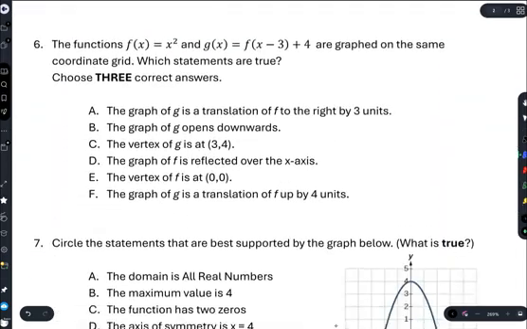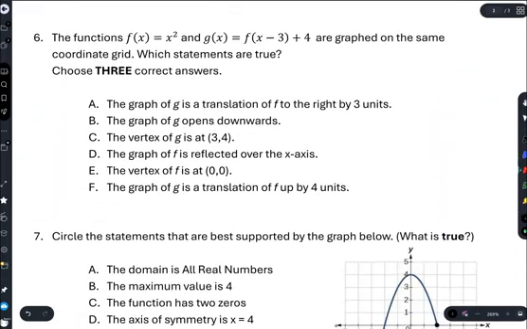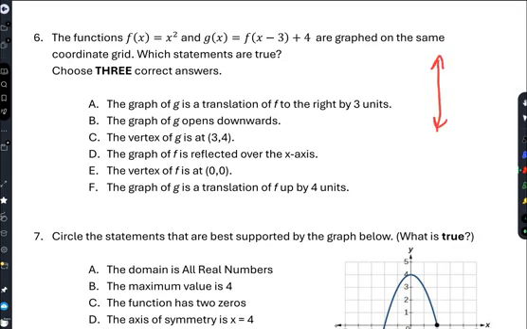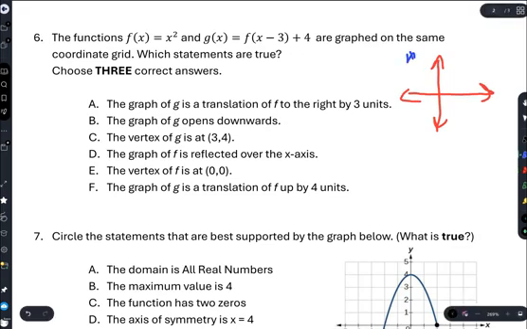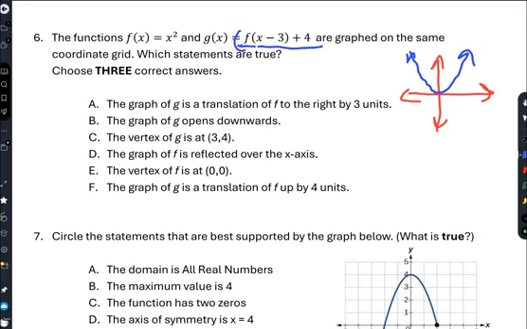Going on, number 6. Okay, the functions are graphed on the coordinate grids. Choose the 3 correct answers, okay? So this right here would be my parent function. The parent function looks like this, and you cannot graph this because of the f.